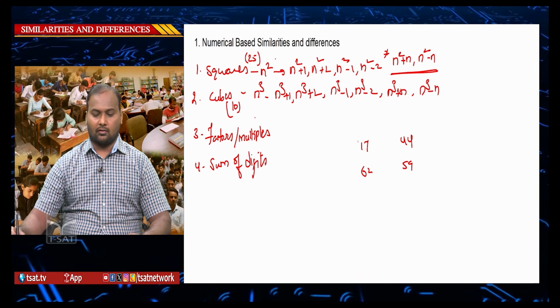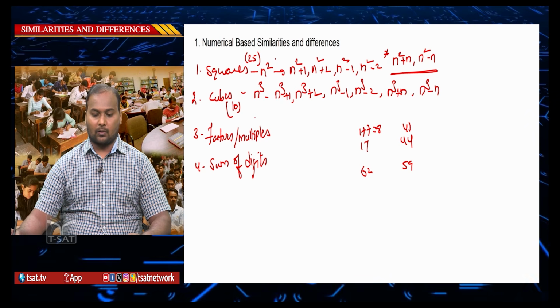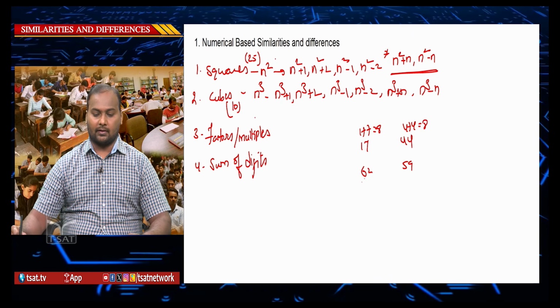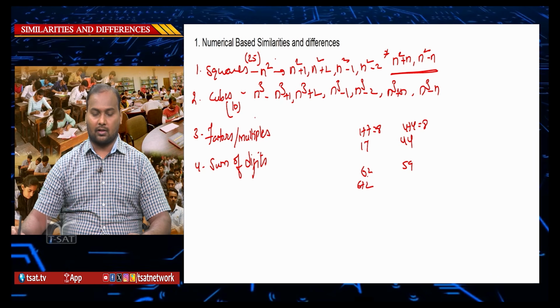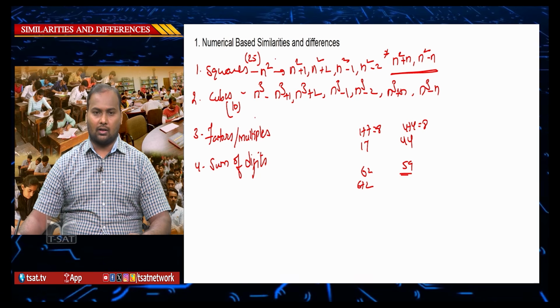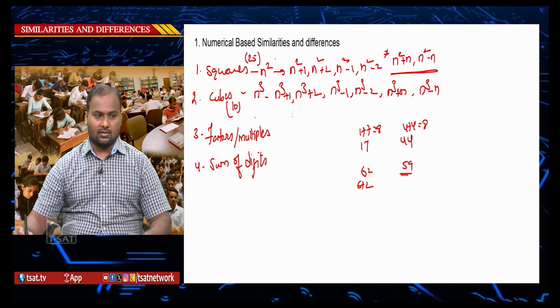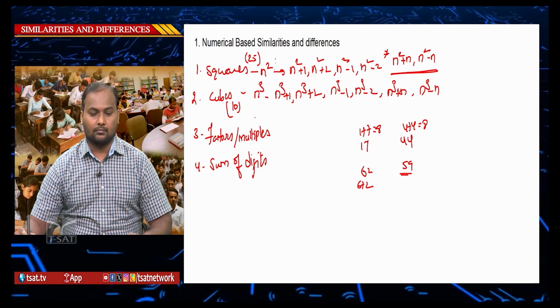Now, what is the similar logic among these options? If you see these three, 1 plus 7 becomes 8, 4 plus 4 also becomes 8, 6 plus 2 becomes 8, but 5 plus 9 is not 8. So, we got the answer based upon the logic of sum of digits. So, sum of digits is also possible here.